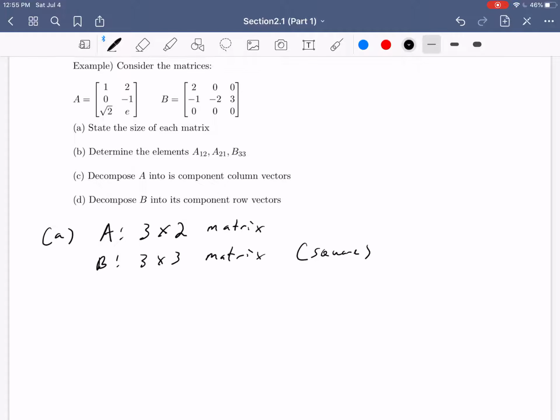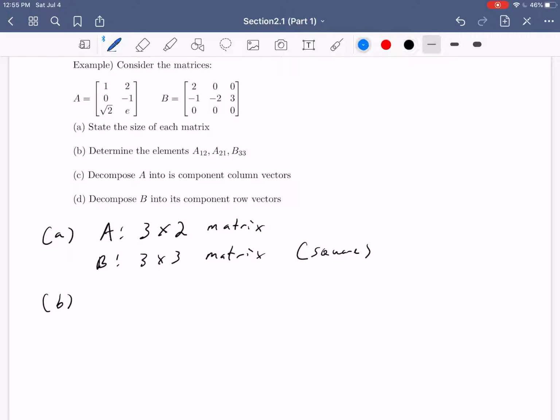Okay, let's determine some of these elements. Let's do these in different colors so we can find them. A1,2, we read that as row 1, column 2. So that would be right here, and that would be equal to 2. If we wanted A2,1, notice the order matters. A2,1 is going to be row 2, column 1. So that's going to be right there, which is 0.